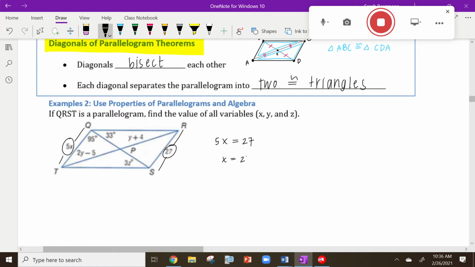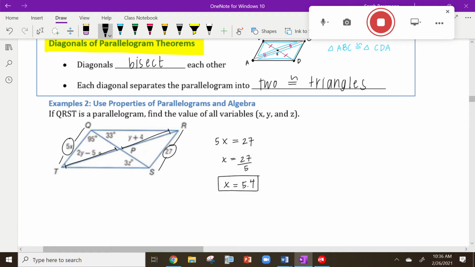That means that x is 27 over 5, or if we use that as a decimal, we would get 5.4. Next, let's look at y. I see that 2y minus 5 is the length of this piece of the diagonal, and y plus 4 is the other half of the diagonal.